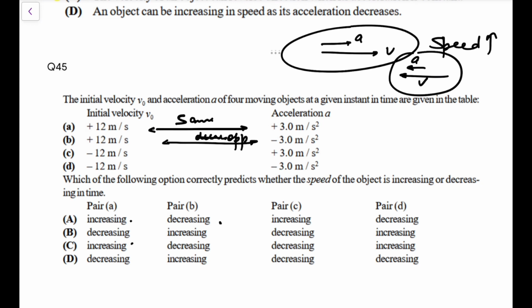So for the decreasing option, we have these two. Again in the third one, they have opposite signs, so speed will be decreasing. So it would be this one only. So go for option C. Always remember, if A and V in 1D motion have the same sign, you have speed increasing. If they have opposite sign, the speed will be decreasing.